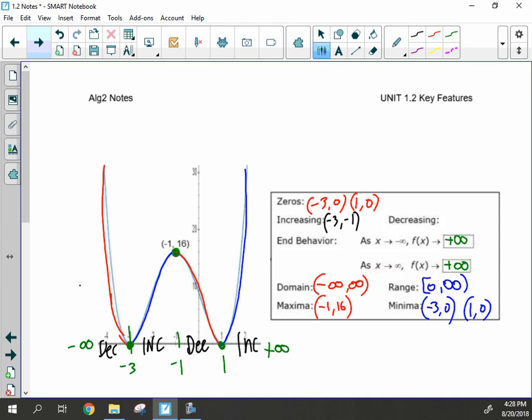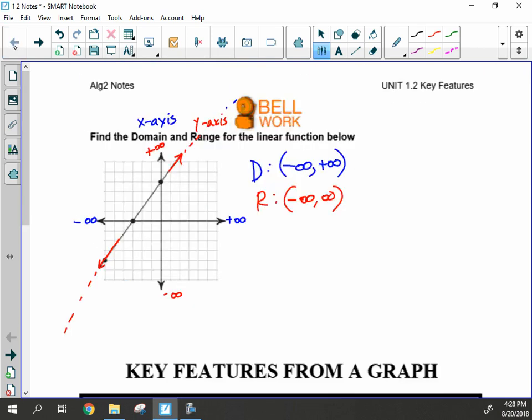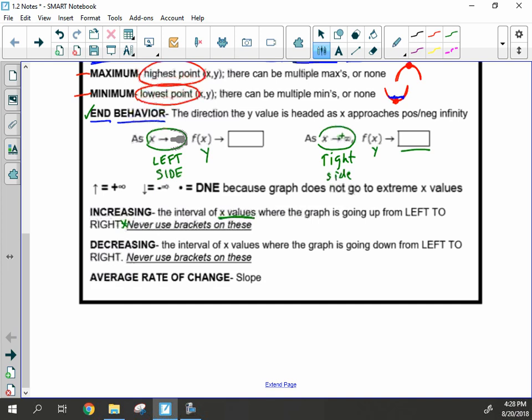So let's see what else we got here. The average rate of change. The average rate of change is the slope. So you guys should know the slope as the rise over the run. Or you might know it as y2 minus y1 over x2 minus x1. So some of these graphs may ask you for an average rate of change. Actually, these graphs that I have, they don't say that. But a question that they might say is, what is the average rate of change from the max to the min?